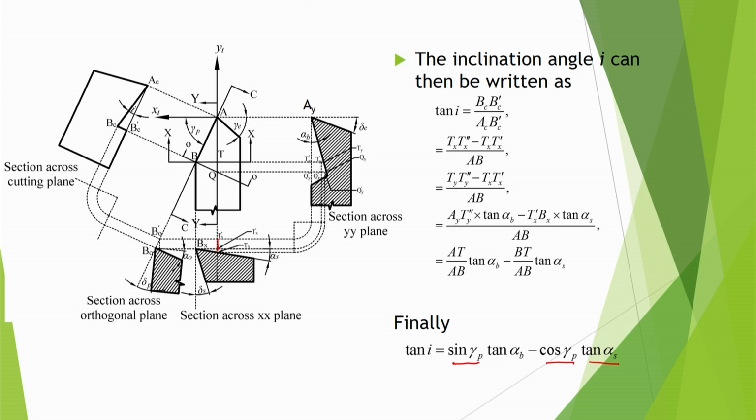So that means the inclination angle can be obtained if I know sine gamma p, that means principal cutting edge angle, and I know back rake angle, I know side rake angle, then I can calculate the inclination angle. If it is orthogonal cutting, then I will be 0. Then I can find out an approximate relation also whether the process can be considered orthogonal or not, depending on this type of situation. Sin gamma p tan alpha b minus cos gamma p into tan alpha s. So one relation we have obtained like this.